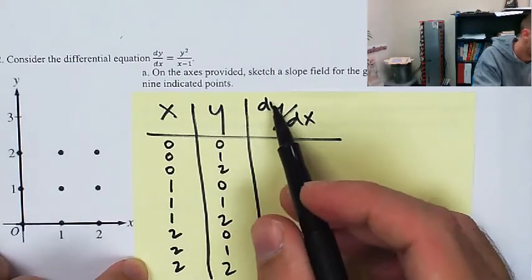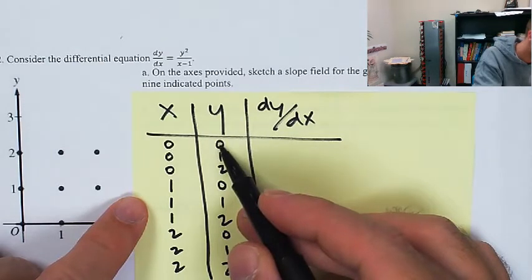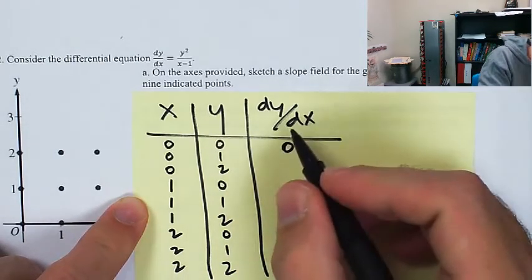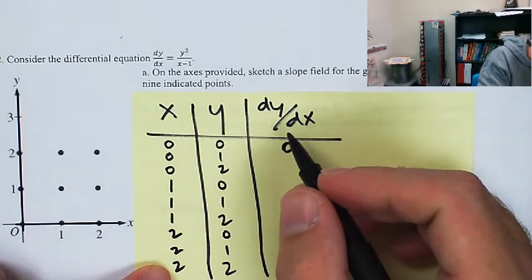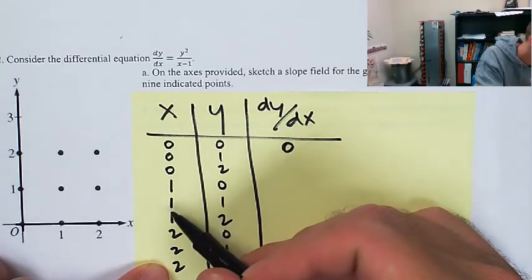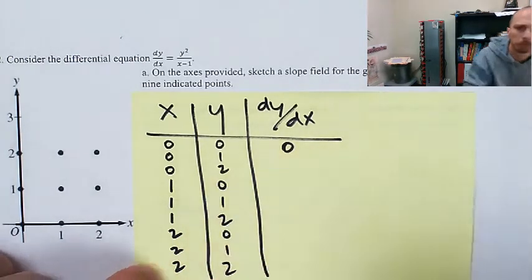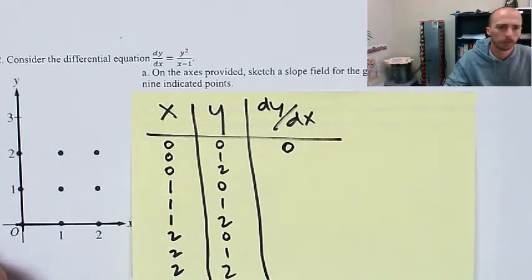Now dy/dx is going to be y squared divided by x minus 1. All right, so y squared is going to be 0 in this case, so that will be... Why would I have you do this at a place where I'm going to be dividing by 0? Let's see. That looks troublesome.